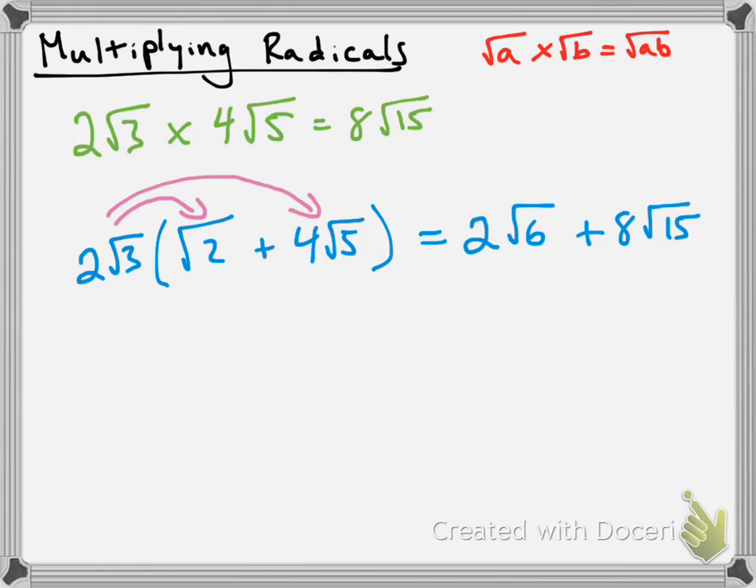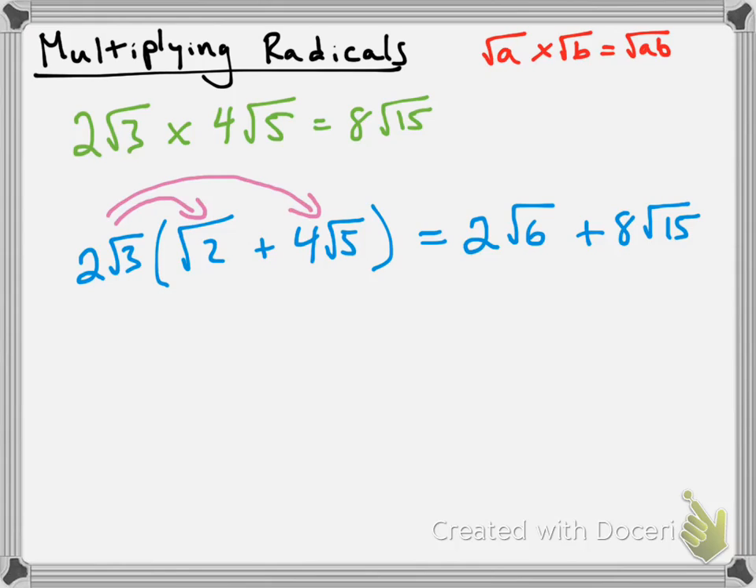Okay, now I want you to take a look at 2 root 6 plus 8 root 15, which is what we got here. Now, neither of those are simplifiable. So there's no perfect square number that divides 6, and there's no perfect square number that divides 15. So those are as simplified as you can get. But also notice that they are not like radicals, which means I can't add them together. So I just leave them as 2 root 6 plus 8 root 15.